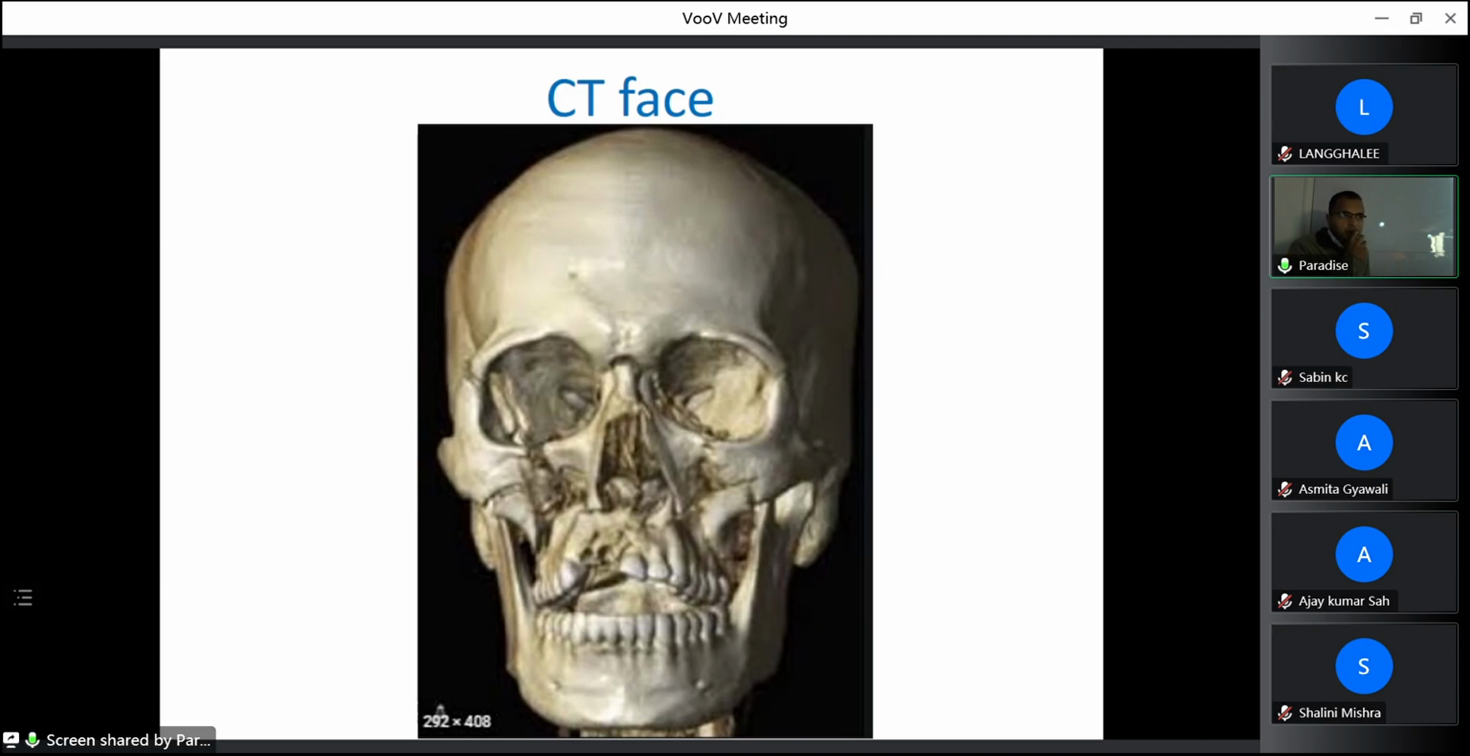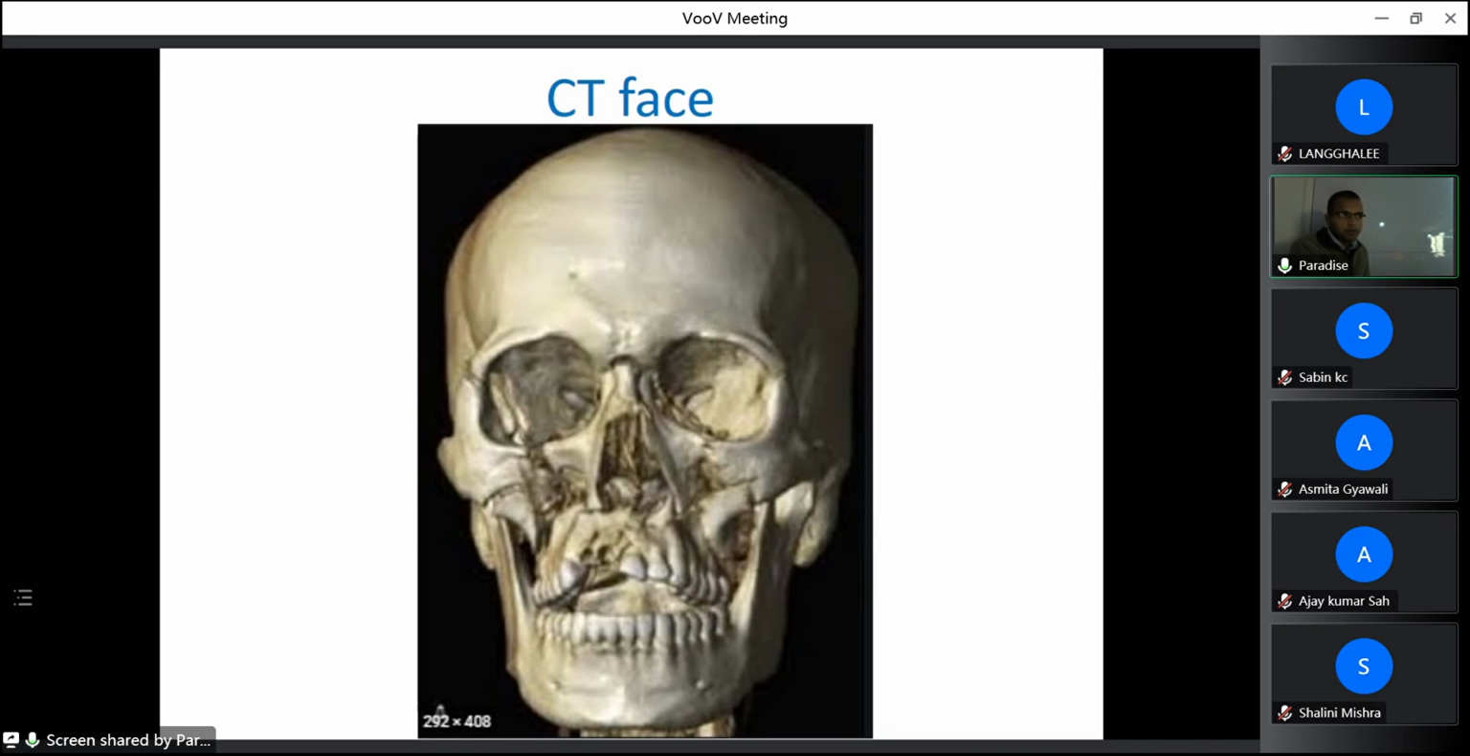Lower third is mandible. Middle third is mid face. Upper third is the frontal bone. Among these 3, if any 2 of the parts are fractured, and one of them must be mid face. If the mid face is associated with mandibular fracture, then it is called panfacial fracture.